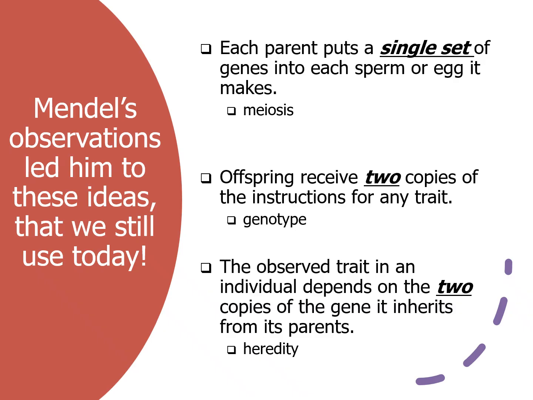And then last, the observed trait in an individual depends on the 2 copies of the gene that it inherits from its parents. And this is that new term that we just were taught, that is heredity, that passing of traits from parent to offspring, which is why we end up looking much like our parents.